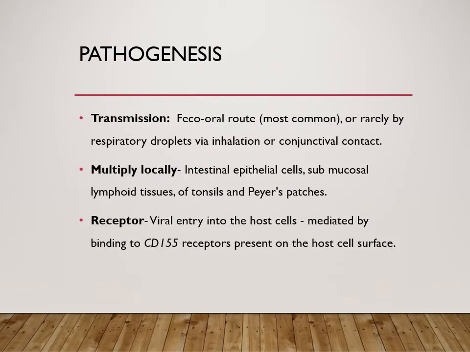Now, what's the pathogenesis for this disease? The main route for getting this infection is the fecal-oral route, and rarely by respiratory droplet inhalation or conjunctival contact. So what you have to learn mainly is the fecal-oral route. Once the virus enters the GI tract, it reaches the intestinal epithelial cell. From there, it moves to the lymphoid tissue in the submucosal region, that is the lymphoid tissue of the tonsil and Peyer's patches. There the virus will multiply. Then it binds to the receptor, that is the CD155 receptor, which is present on the cell surface.